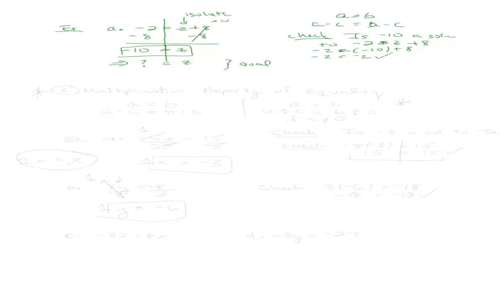So that was the addition property of equality. Now let's talk about the multiplication property of equality. That's the second rule we're going to talk about.